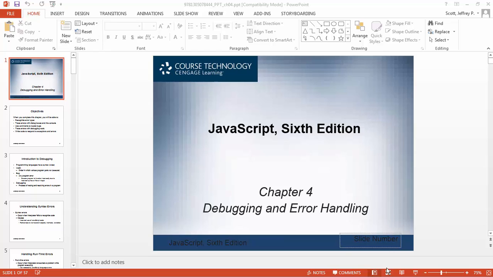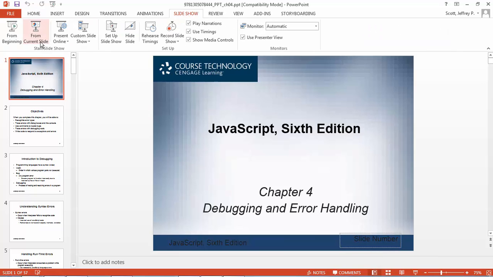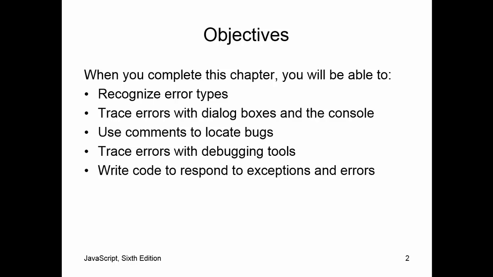We've been going over the Course Technologies JavaScript 6th edition text, and I'm up to Chapter 4 of 12, Debugging and Error Handling. In this chapter, our objectives: we want to be able to recognize different types of errors, trace errors using dialog boxes and the console, use comments to locate bugs, trace errors with some of the different debugging tools, and write code to respond to exceptions and errors.